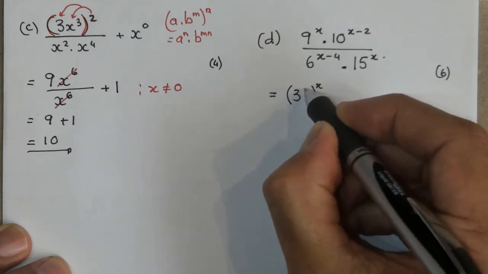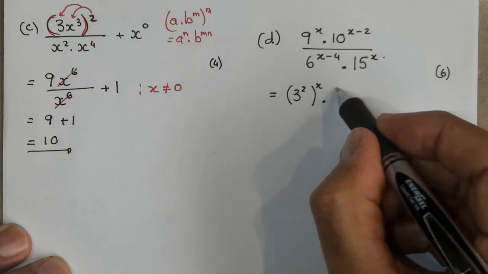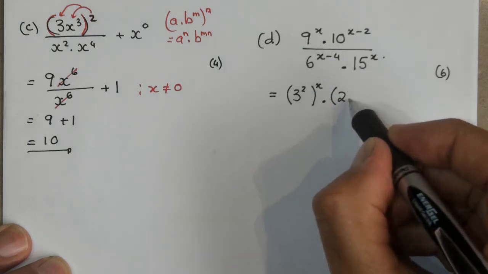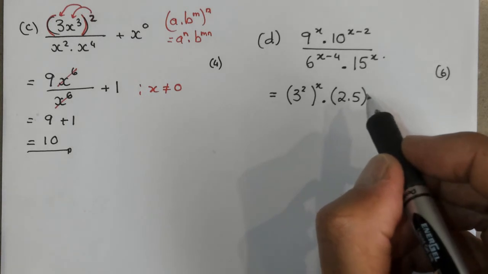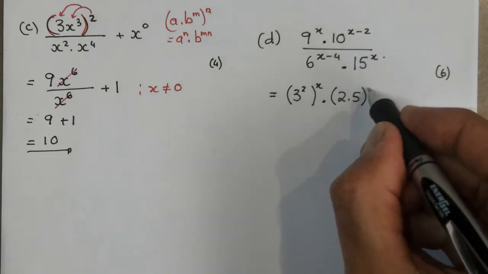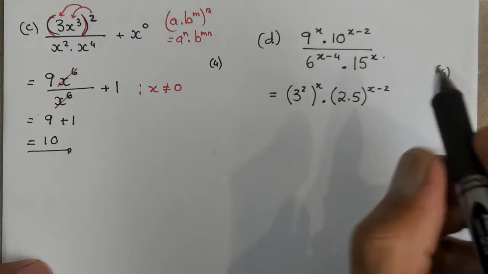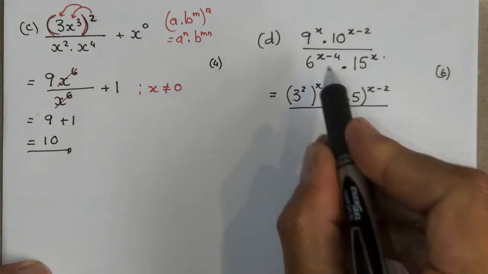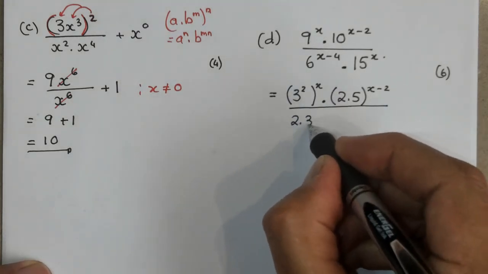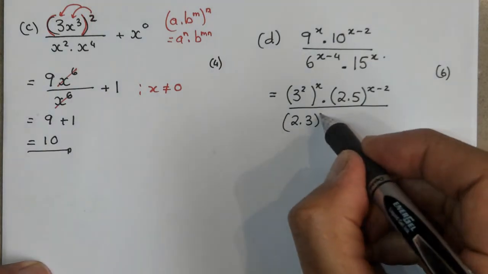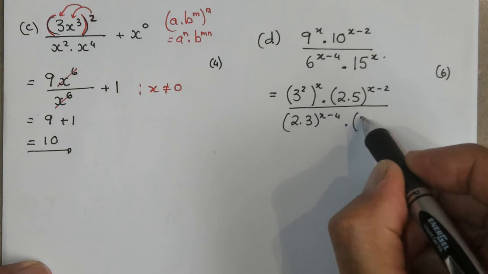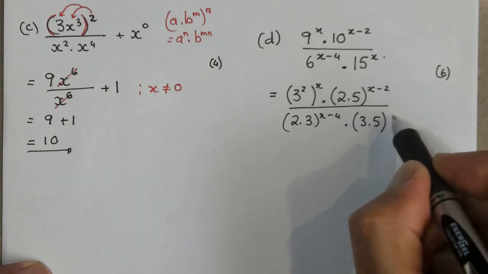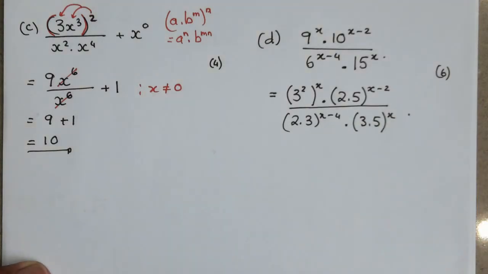This is 3 squared. Multiplied by the prime factors of 10 is 2 times 5. And that then is raised to the power x minus 2. We'll come back to that now. This here is 2 times by 3 to give 6. Outside the bracket x minus 4. Times 15 is 3 multiplied by 5 to the power of x.